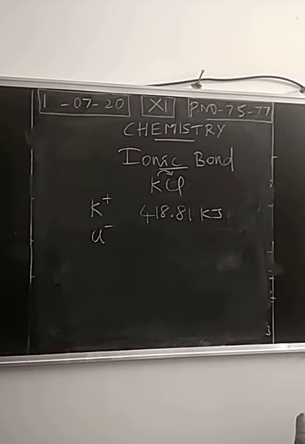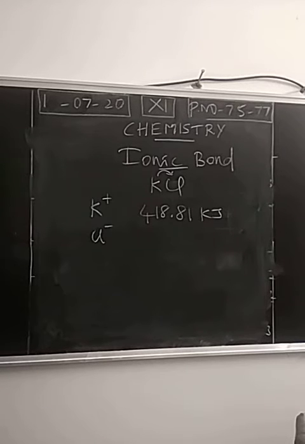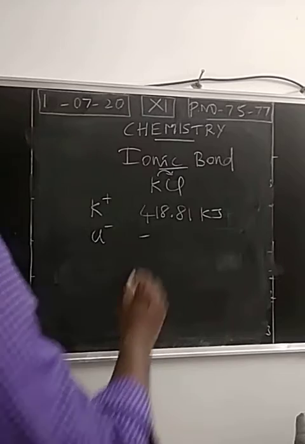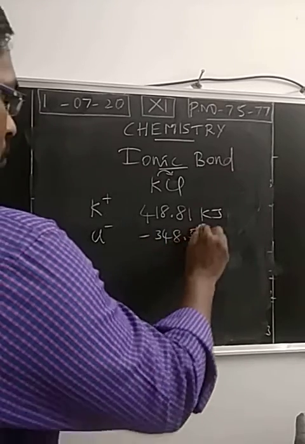Then a neutral chlorine in isolated gaseous state accepts the electron. During this process, it liberates energy. What is the process? Electron affinity or electron gain enthalpy. When a neutral isolated gaseous atom accepts an electron, it liberates energy, and the liberated energy is called what? Electron gain enthalpy. So the value is minus 348.56 kilojoule.